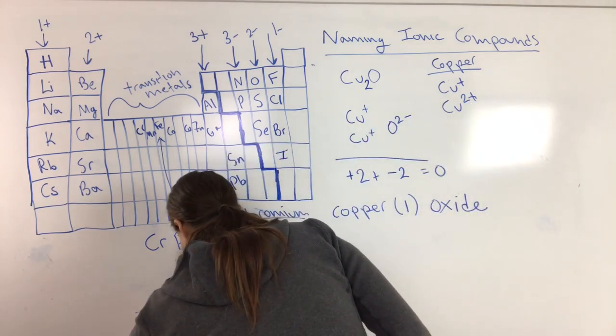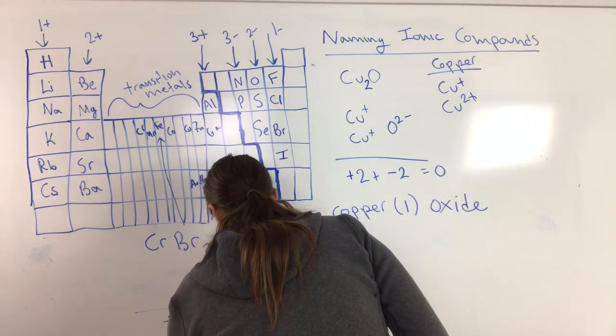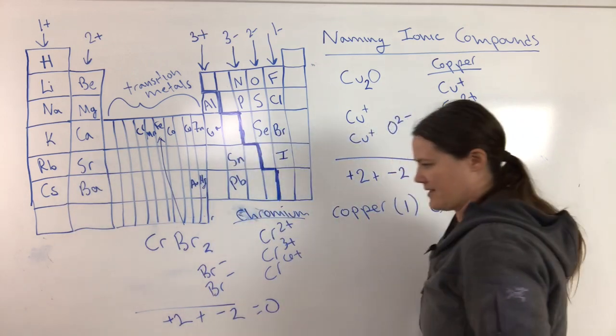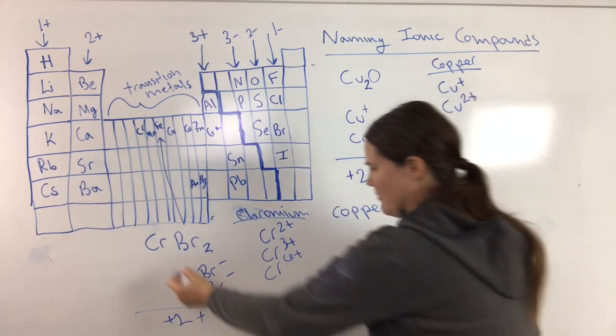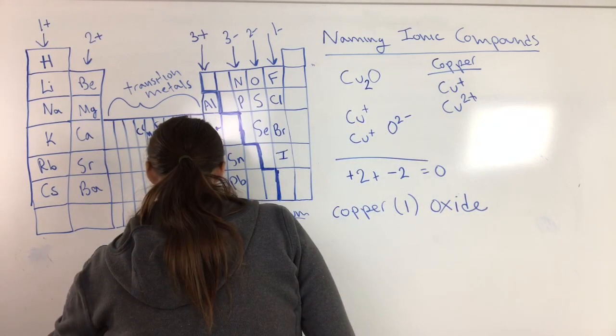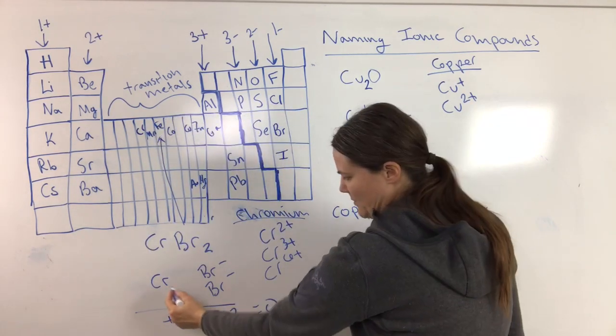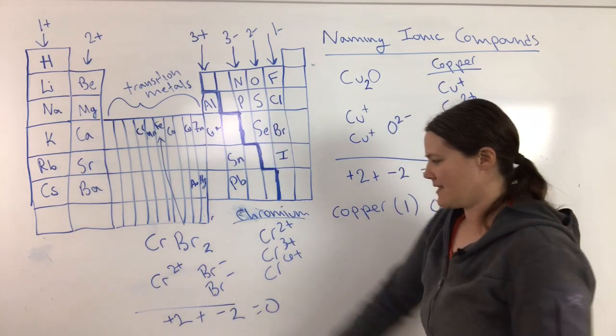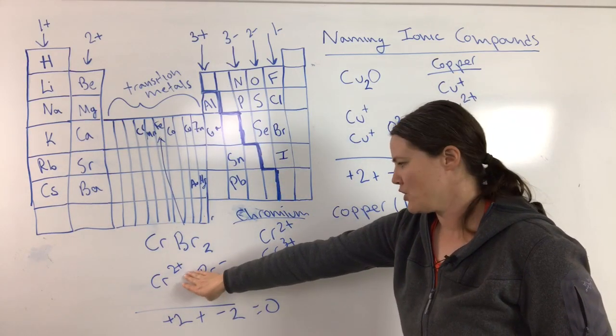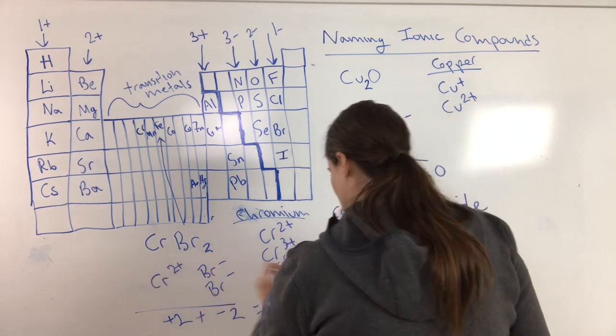We need a +2 charge in order for this charge to balance out to 0. And we have 1 chromium here. We know that it needs a 2+ charge. So we know that this ion has to have a 2+ charge. So now we can write the name.